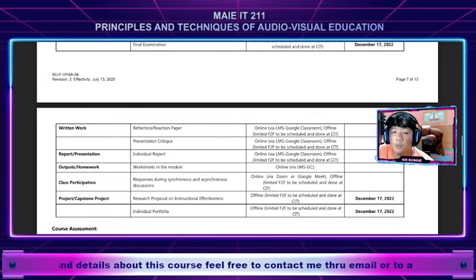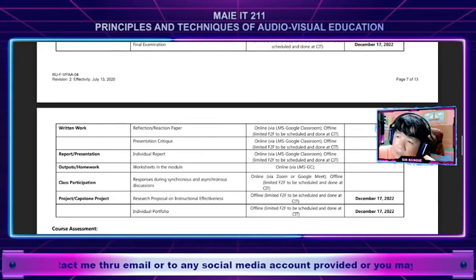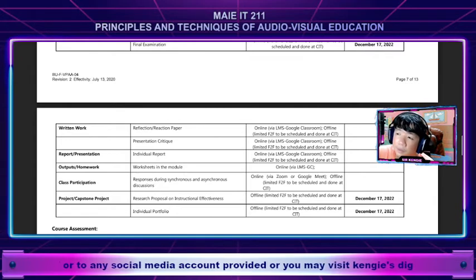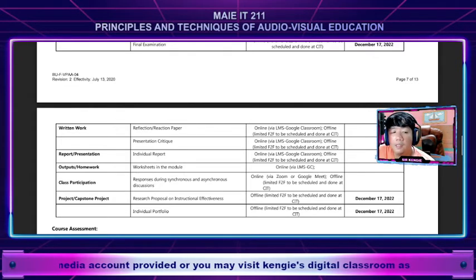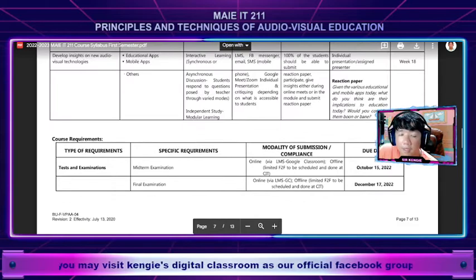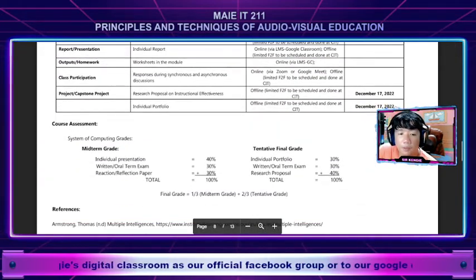I'll be asking you to do research. This is part of training you how to prepare your own material, and your output could be a potential research or topic for research. Okay? And portfolio. So ito yung ating mga gagawin or requirements ninyo sa aking principles and techniques na course.